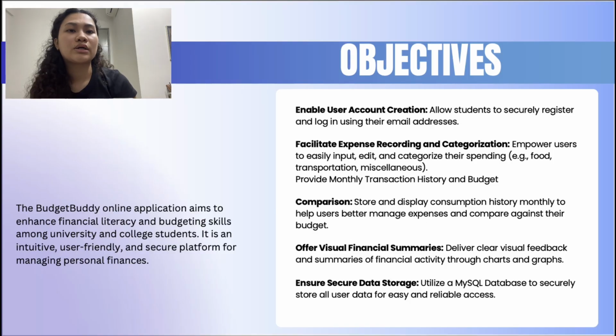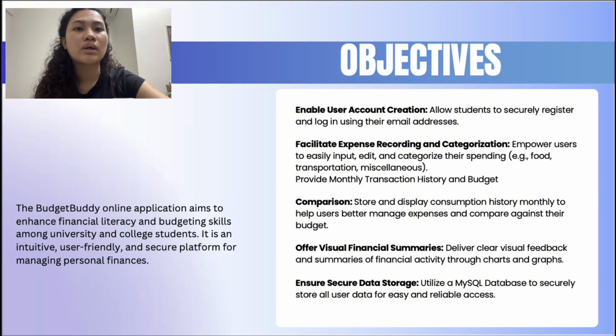We want to make it incredibly easy for users to input, edit, and categorize their spending into relevant categories like food, transport, and miscellaneous items. The granular tracking is crucial for understanding spending habits. However, BudgetBuddy will provide monthly transaction history and budget comparison by storing and displaying their consumption history on a monthly basis. Users can easily review where their money is going and compare it against their set budgets, helping them to stay on track.